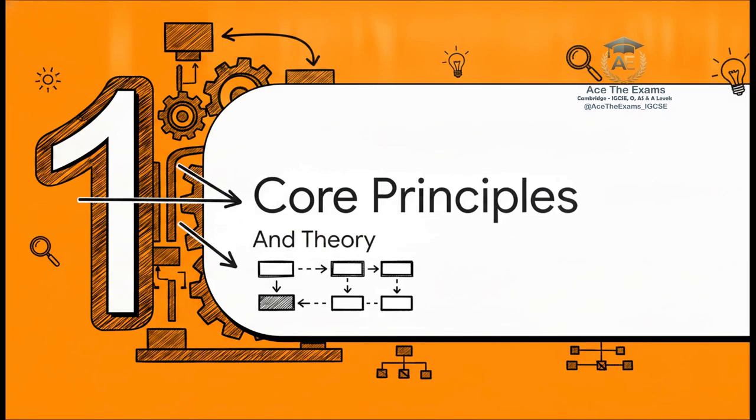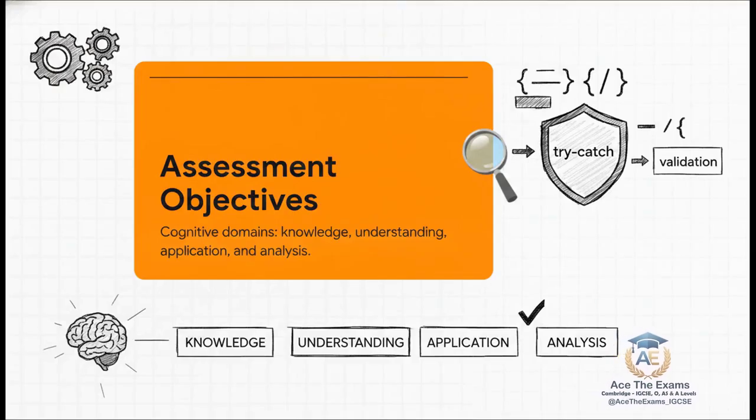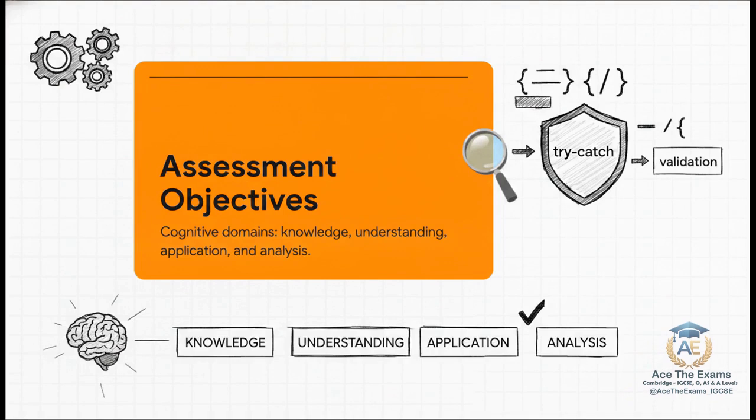Starting with Section 1, Core Principles and Theory. Here's the truth. Examiners aren't just looking to see if you can memorize a bunch of syntax. They're actively targeting very distinct cognitive domains. Yes, they absolutely want to see your foundational knowledge and understanding, but they demand application and analysis. You need to demonstrate a systematic analysis and evidence-based reasoning when you're deciding why a specific block of code requires a try-catch statement rather than just some basic validation.